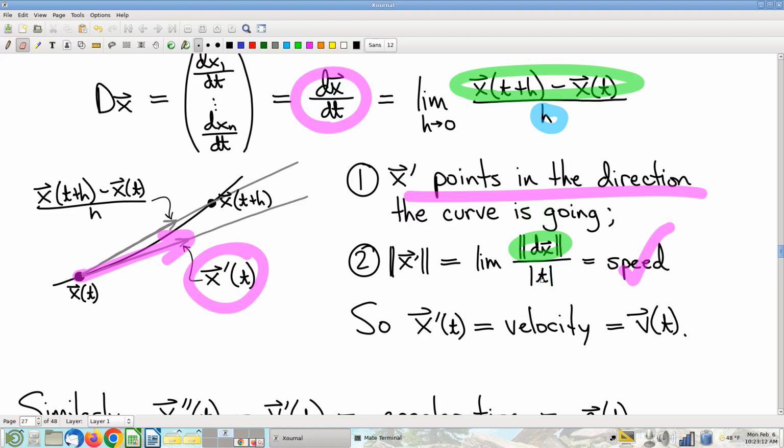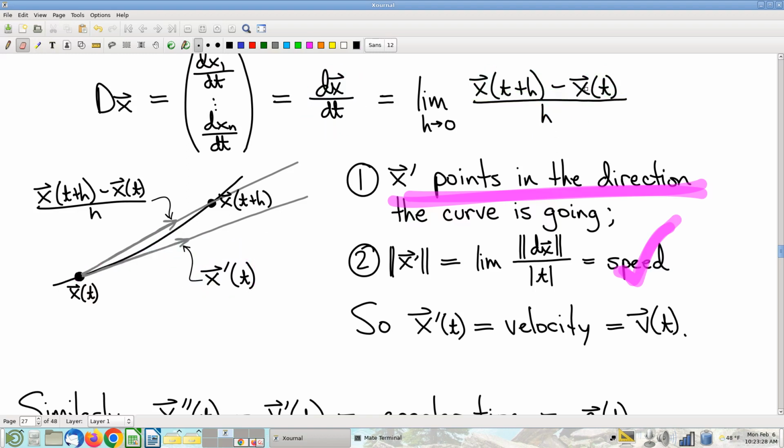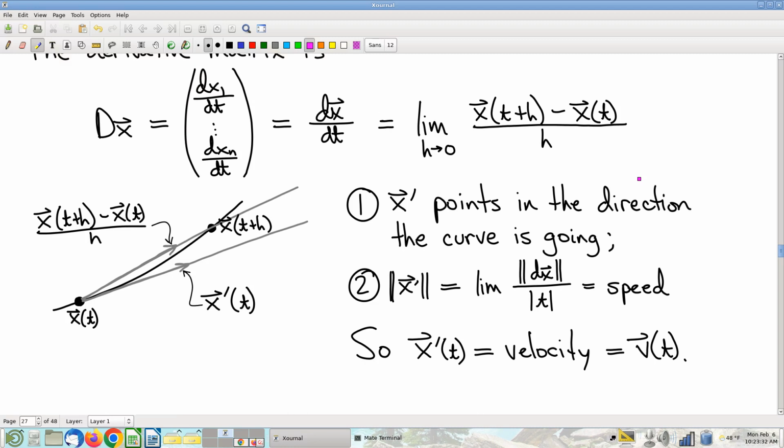Okay, so all together then, we have here a vector that points in the direction that we're going and whose magnitude is the speed. And this is an old concept. This is the concept of velocity, the physical concept of velocity. You may recall I used this interpretation already once, and this is why it works. And we're going to be using this concept quite a bit going forward.